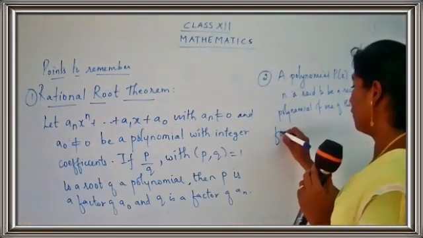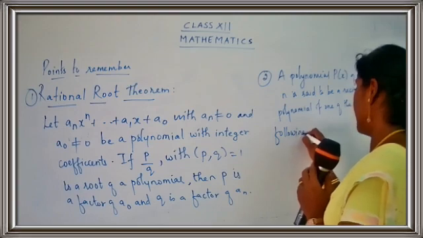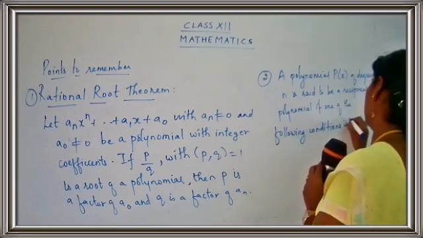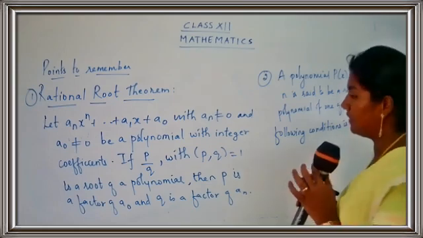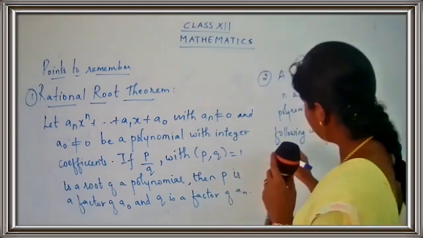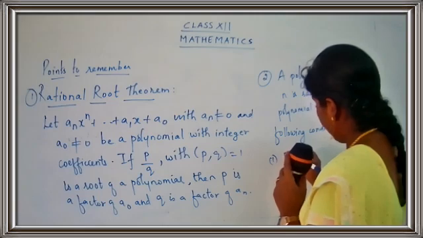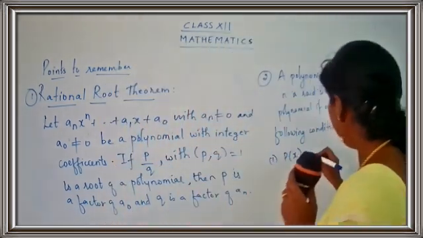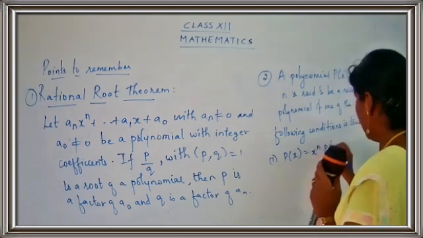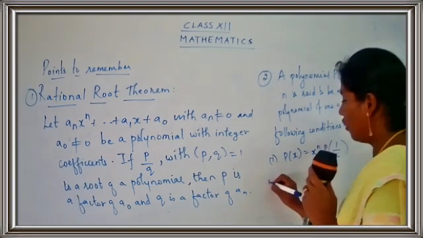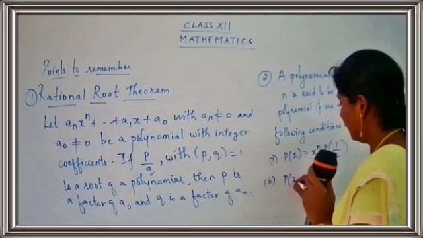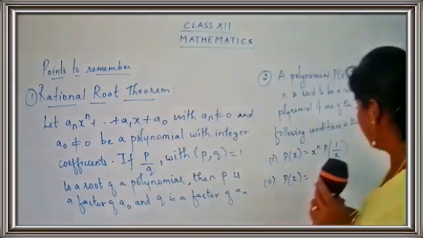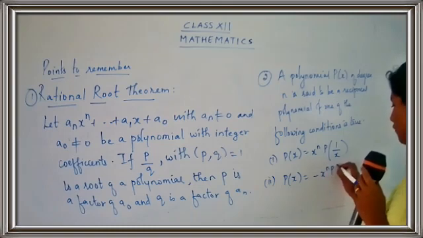One of the following conditions is true. So what are the two conditions they have given? The first one is p of x is equal to x raised to n p of 1 by x. Or you may have one more condition, p of x is equal to minus x raised to n p of 1 by x.